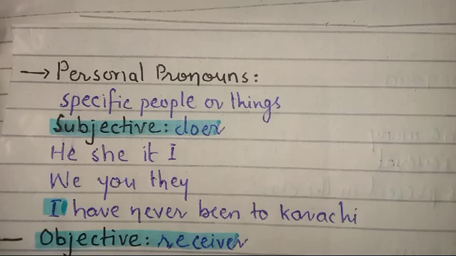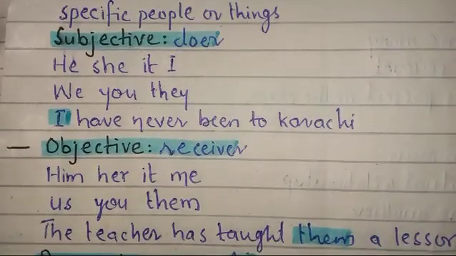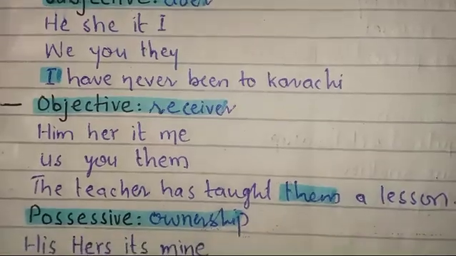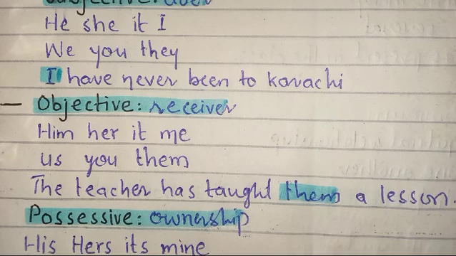Subject means the doer of the action. For example, I have never been to Karachi. In this sentence, the action is performed by the I, not going to Karachi. Then there is objective pronoun. Object means the receiver of the action. Here, the teacher has taught them a lesson. So here them is an objective pronoun.